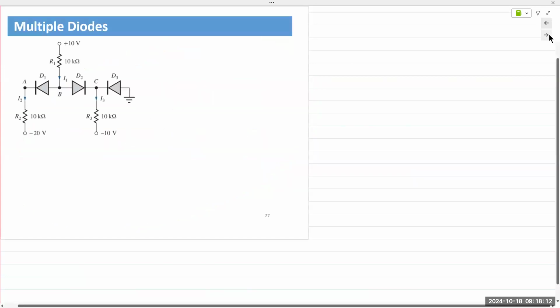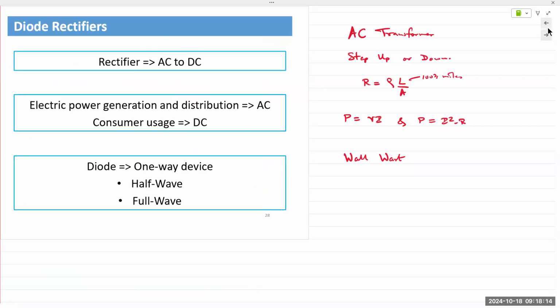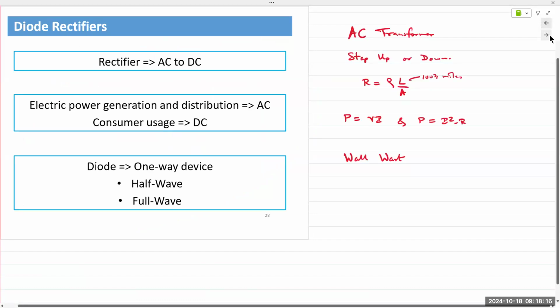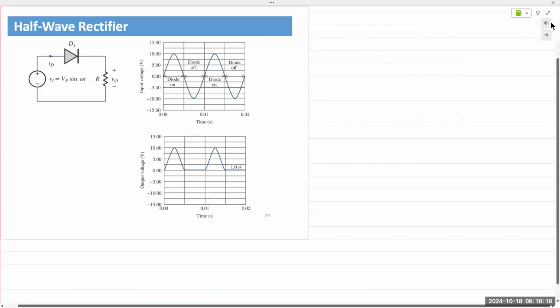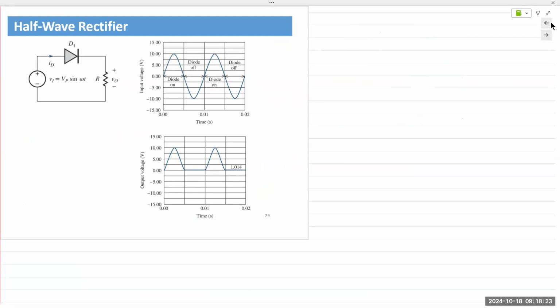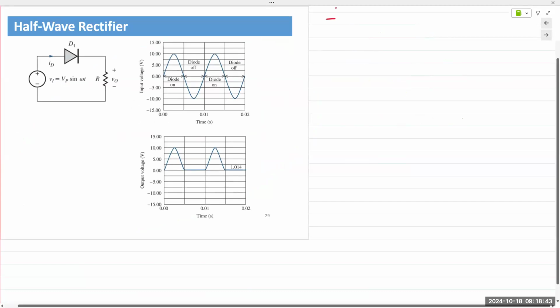Constant voltage drop, multiple diodes. Again, we'll do this next week. But the goal for me today is to at least get the rectifier circuits done, because in the lab next week, especially students who are in my Tuesday lab, we will do rectifier circuits, clippers and clampers. In the morning section, I was able to get through all of the rectifier circuit explanations. Okay, so half-wave rectifier.